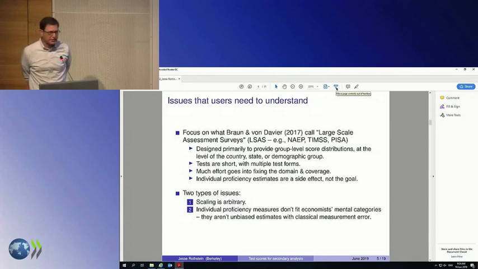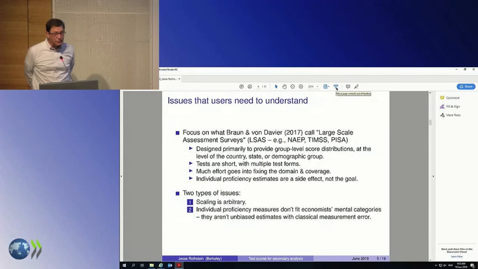Sometimes that could be a state or a country. Sometimes it could be a particular demographic group. But the idea is before we ever wrote the test, we could have told you which groups we needed to have estimates for, and it's a relatively small number of groups.